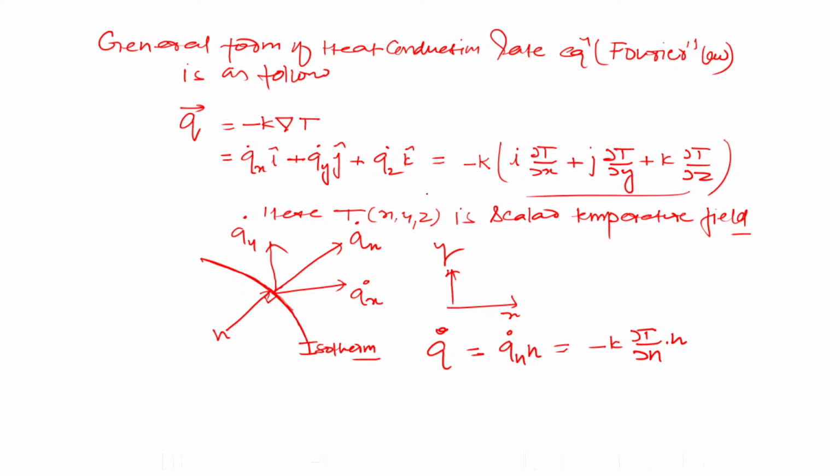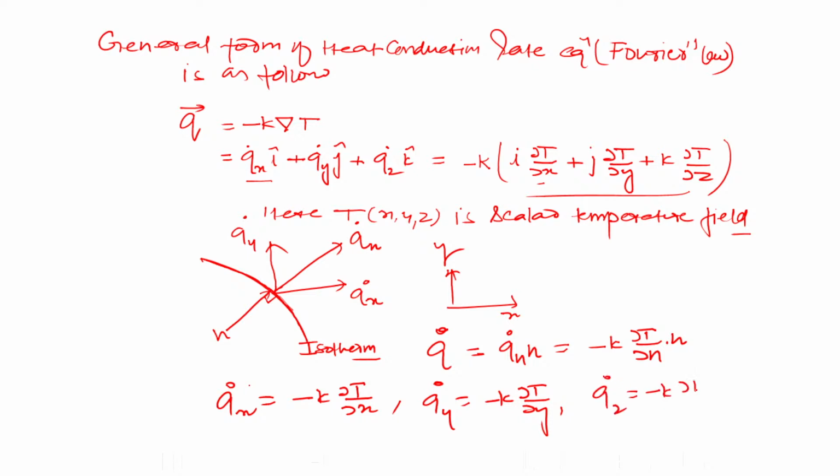So from this, can you say what is Qx dot? If I want to find Qx dot from this comparison, it's minus k into del T upon del x. Qy dot is minus k into del T upon del y, and Qz dot equals minus k into del T upon del z. Yes or no? And here we have assumed the thermal conductivity will remain the same.